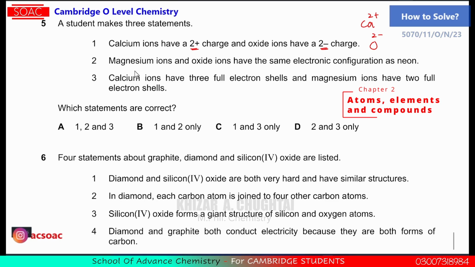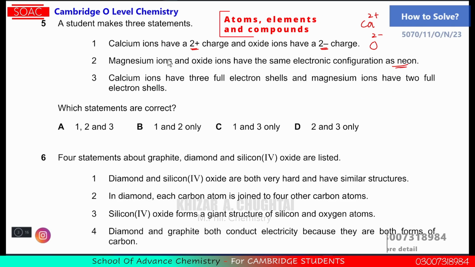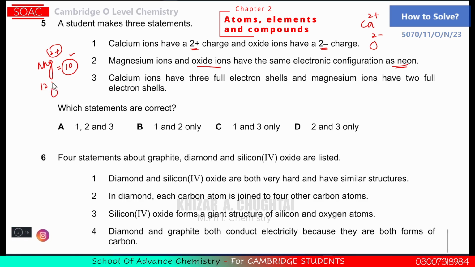Number 2, magnesium ions and oxide ions have the same electronic configuration as neon. The magnesium ion, Mg2+, has 10 electrons. Total electrons in magnesium is 12, but after the loss of 2 electrons it has 10. Same is the case with the oxide ion, O2-. Initially it has 8 electrons, but after the gain of 2 electrons it also has 10.